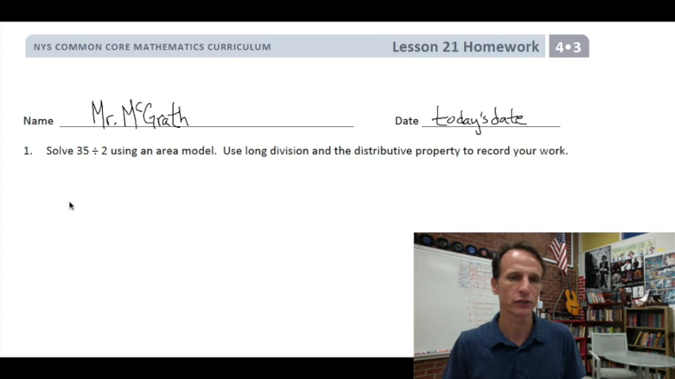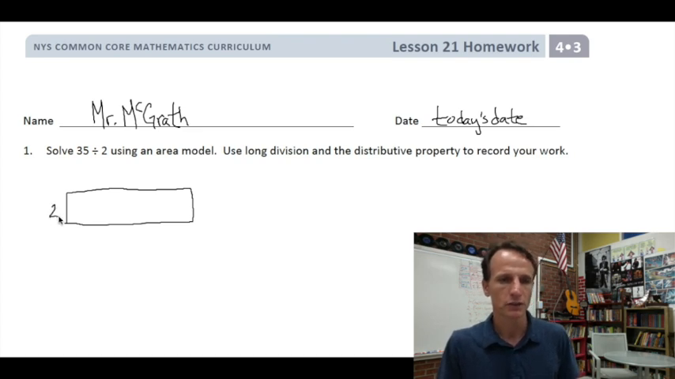But let's start off by drawing this area model. Okay, so now we know, and it really doesn't matter overly much what the rectangle looks like. It's just to give us an idea of what we're doing. So we know our divisor is 2. We'll put that for the length. And we know that this whole side, the entire inside of the rectangle, its area is 35. We're trying to find the width here.